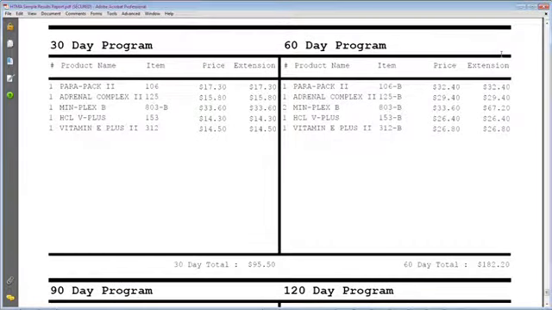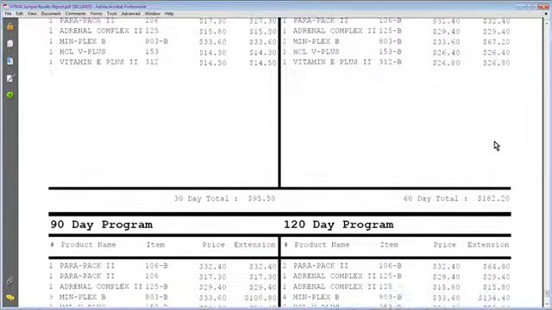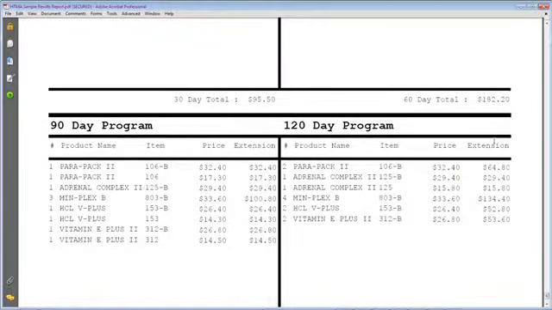And at the very end of your report, a protocol for supplementation. You can see you have a 30-day program and the price, a 60-day program, 90-day, and 120.